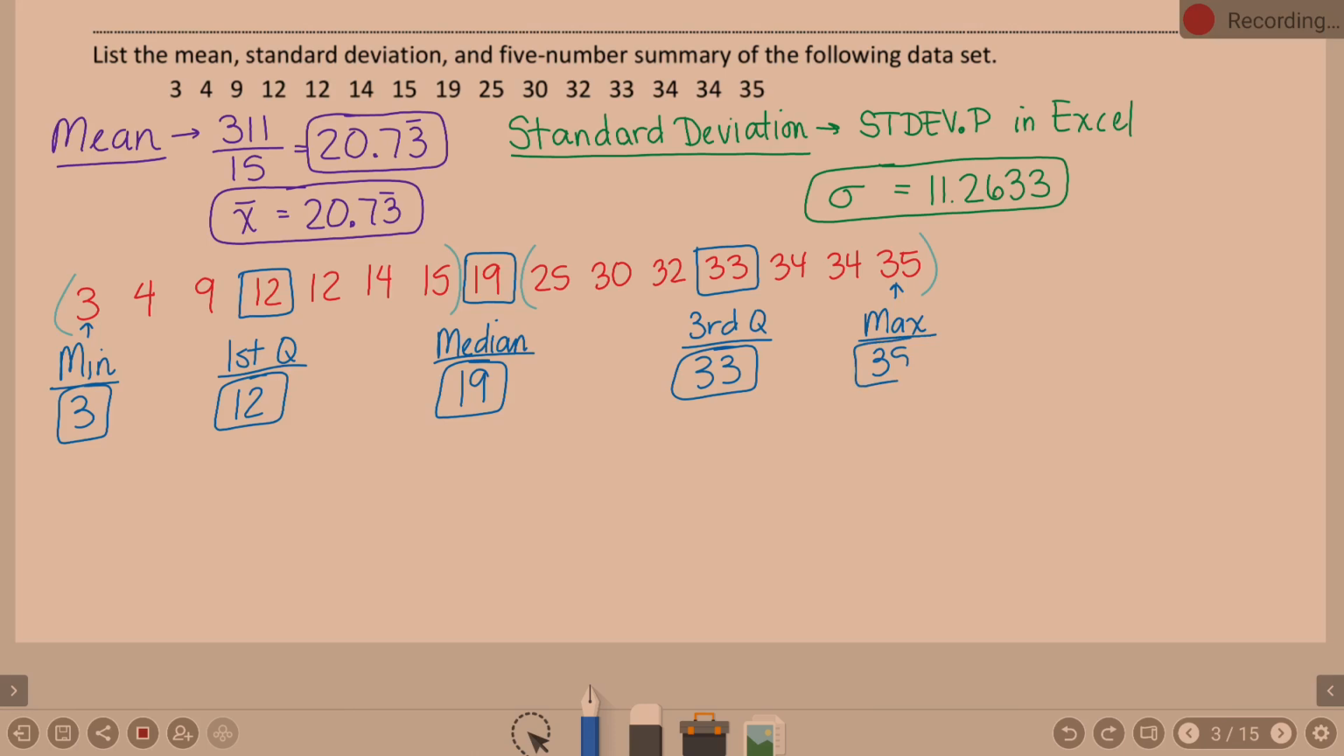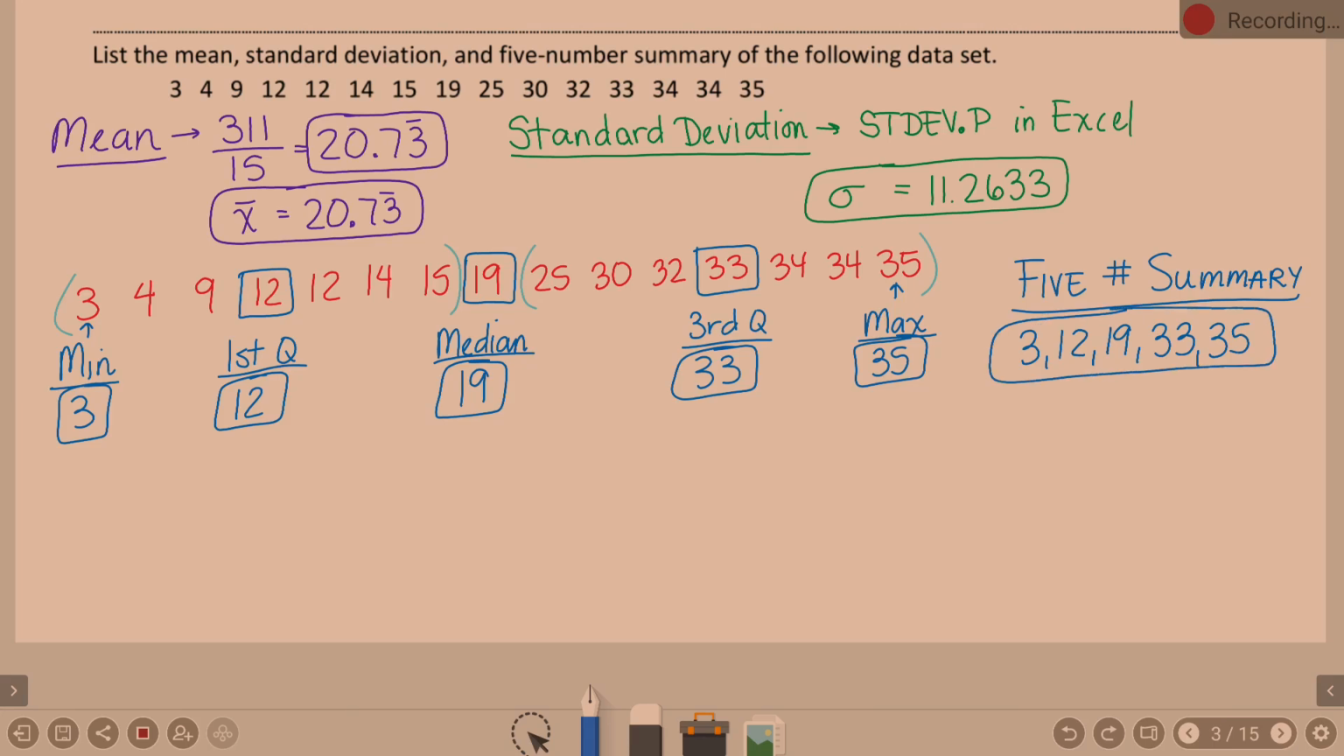Okay? So, if you are asked for the 5-number summary, you're going to list those 5 numbers in order. 3, 12, 19, 33, 35. Okay? Five number summary. Piece of cake. It's easy. You just have to know what to do in certain situations. Did I answer your question in there? Okay. Yeah.